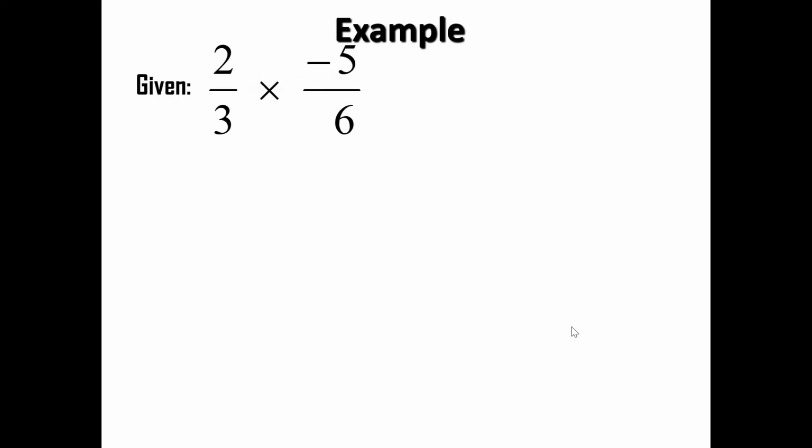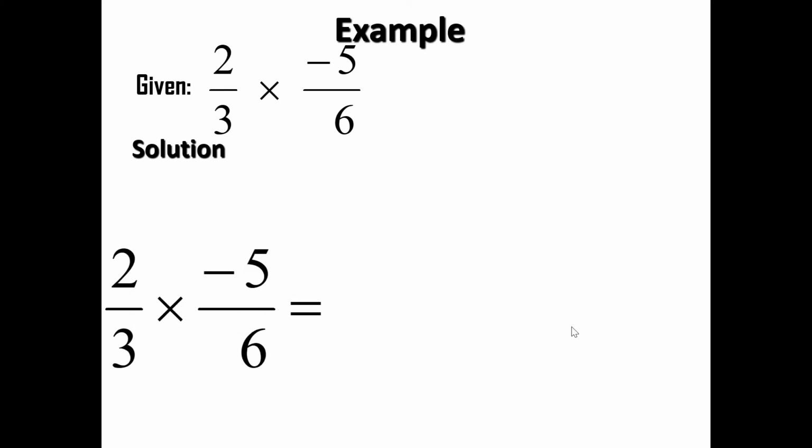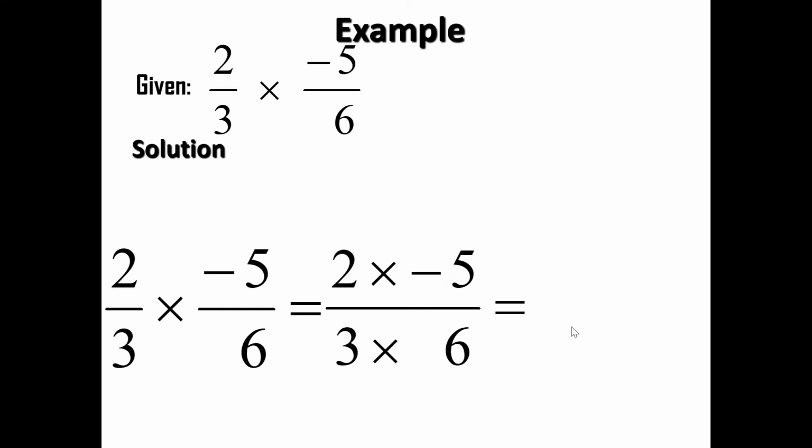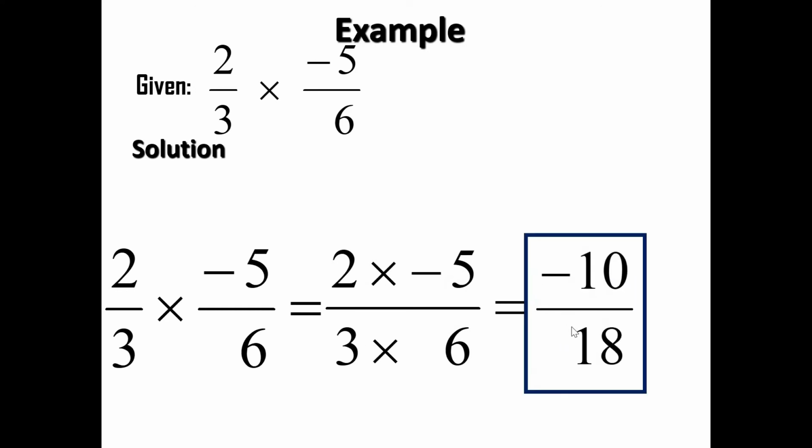Given 2 times 2/3 times -5/6. Solution, again we have -5/6. 2 times -5 and 3 times 6 is equal to -10/18.